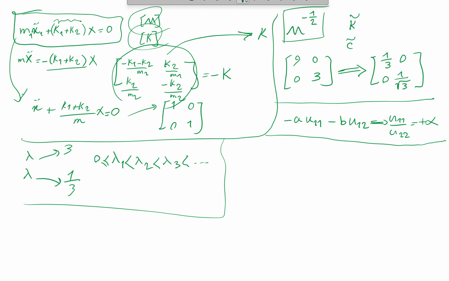Okay. Natural identity, mode shapes, and eigenvector structure check. Not sure I'm going to do this one.